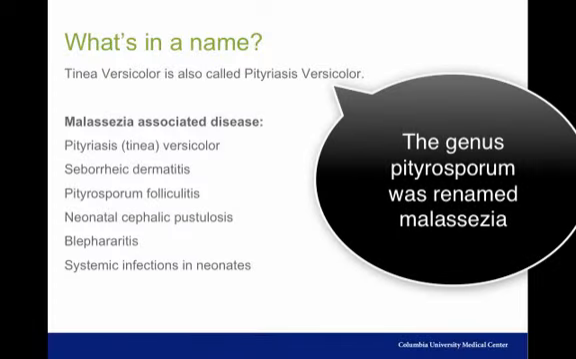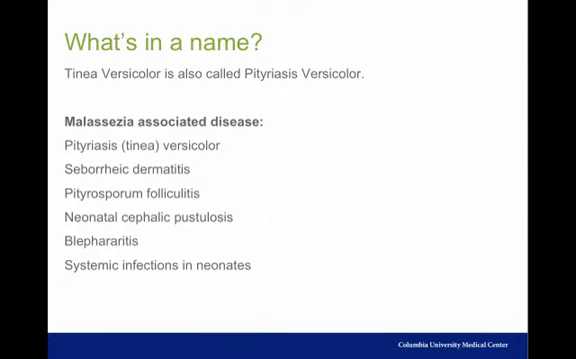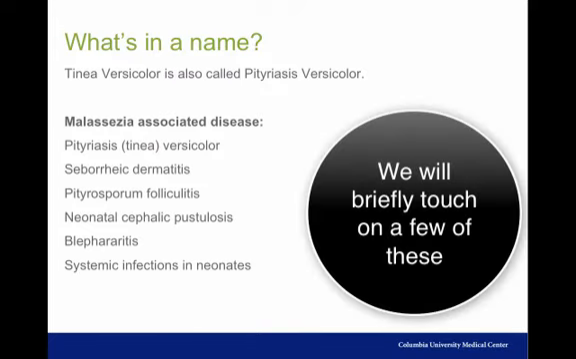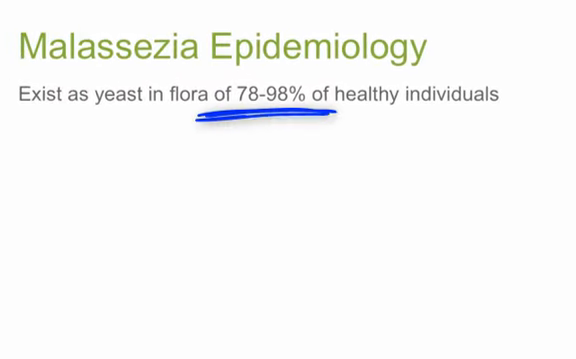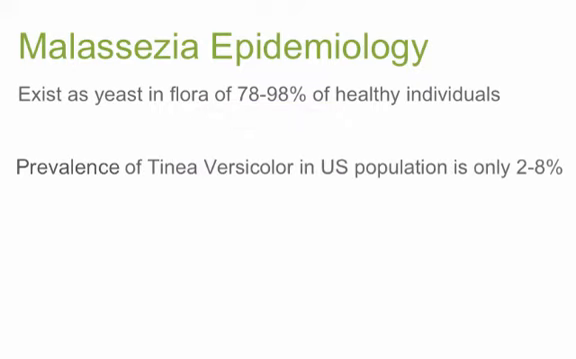Tinea versicolor is also called pityriasis versicolor. The genus Malassezia is also associated with a number of other diseases. Malassezia exists as yeast in the normal cutaneous flora of 78 to 98% of healthy individuals. On the other hand, within the US, the prevalence of tinea versicolor is only between 2 and 8%.